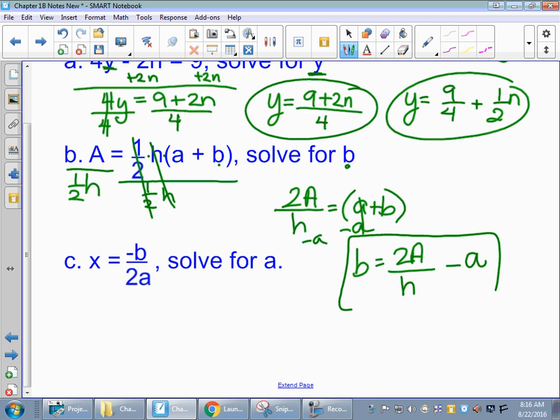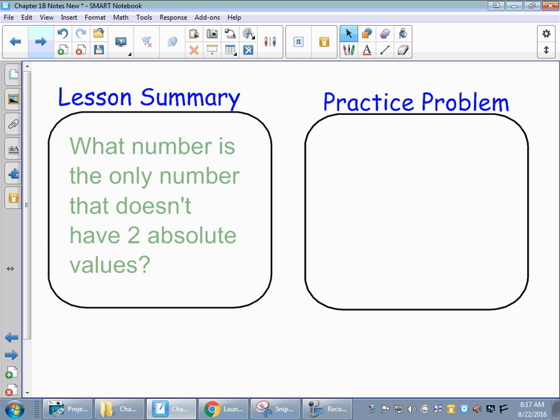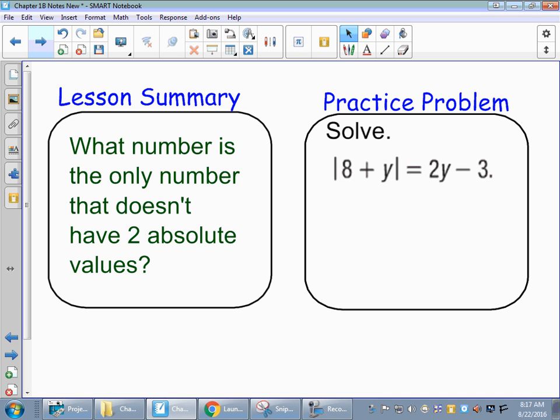So it gets a little bit difficult. I'm going to have you guys solve for little a for part C on your own. That's going to be part of your problem. And you're going to do the summary problem as well. So answer this question: what number is the only number that doesn't have 2 absolute values? And then I want you to solve that last absolute value example, part C. If you would do both of those. Good luck.